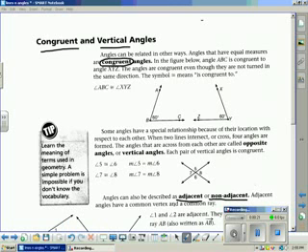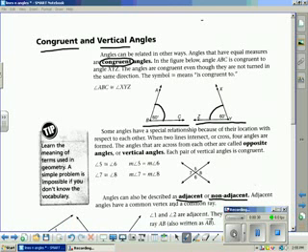The word congruent means equal. Angles that have equal measures are congruent. Look here at this example. Angle ABC is congruent to angle XYZ. You see that they both have a measure of 60 degrees.